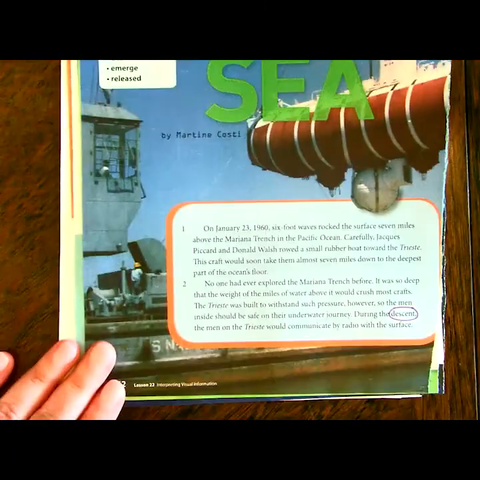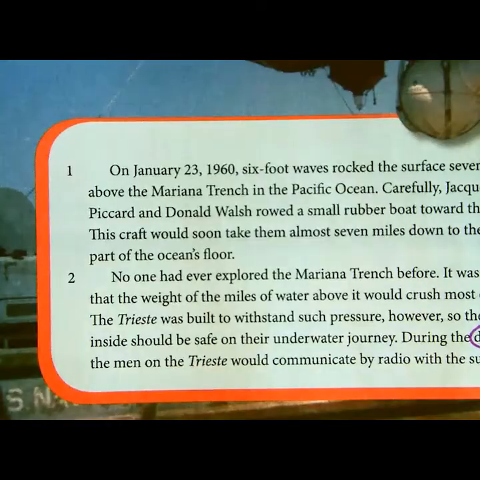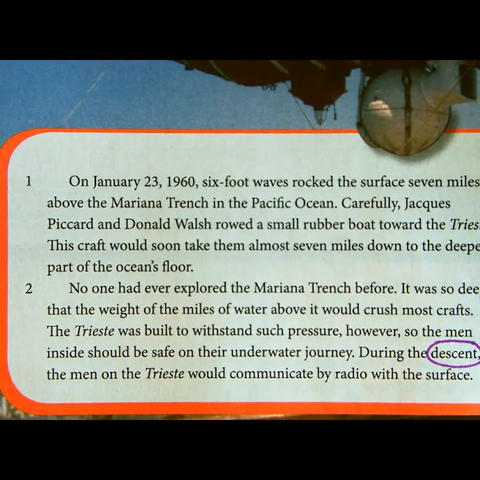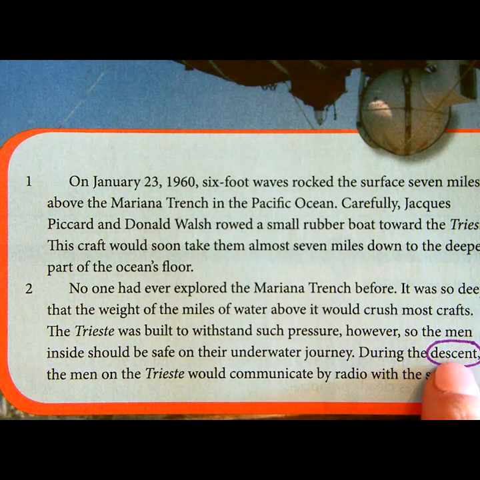On this first page, there's a word here, and it talks about during the descent, the men on the Trieste would communicate by radio with the surface. So using some context clues, right? Because good readers often use clues when they come to words that are unfamiliar. So I don't really know the meaning of the word descent.